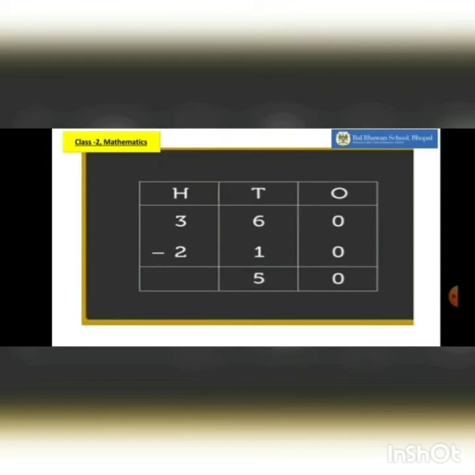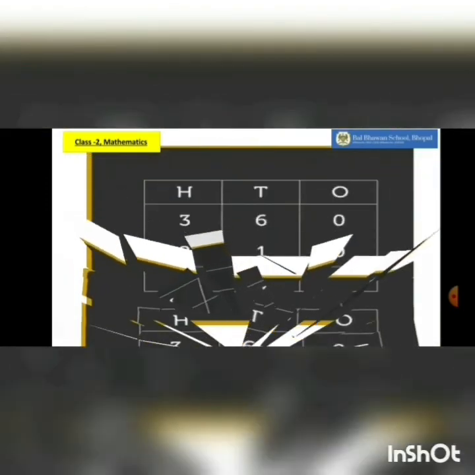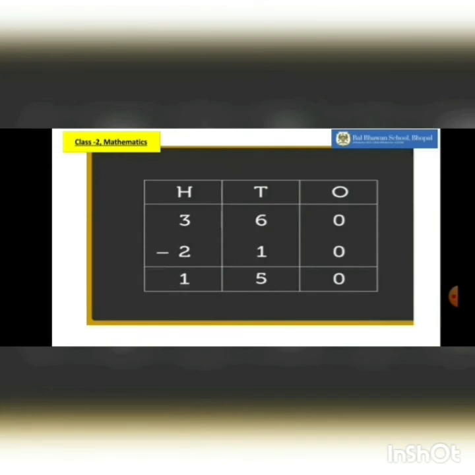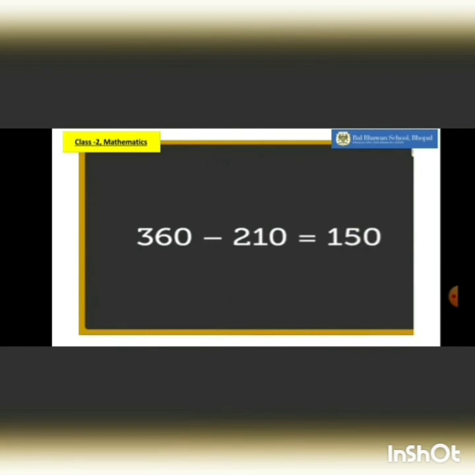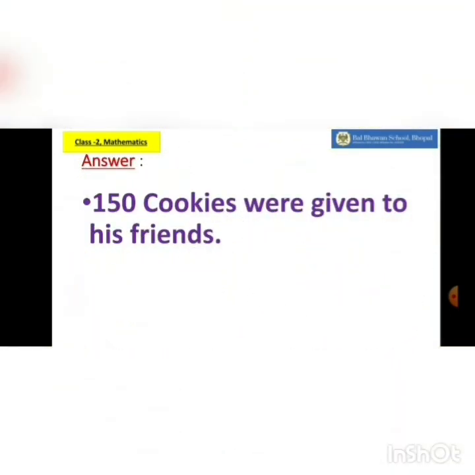When we minus 1 from 6, we get 5. And then we come to the hundreds place. Again, no need to borrow, because we cannot borrow in the last hundreds place, as the upper number has to be bigger always. So the upper digit is bigger and the lower digit is smaller. So 3 minus 2 is 1. So 150 is the difference. So what answer are you going to write? 150 cookies were given to his friends.